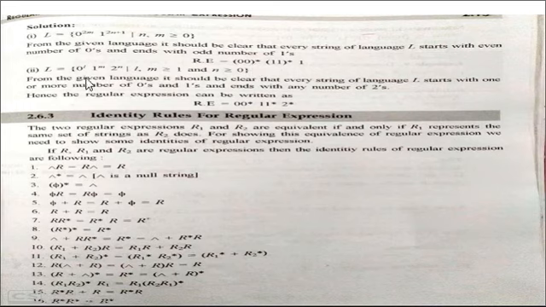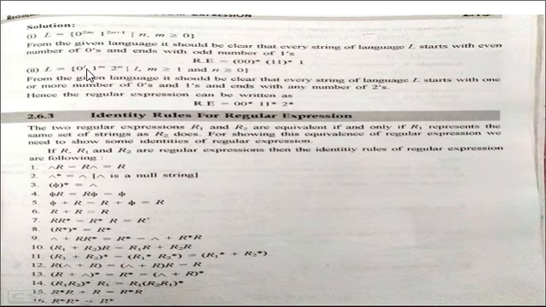Second question is L equal to 0 to the power m, 1, 1 to the power n, and 2 to the power n oblique 1, m greater equal to 1 and n greater equal to 0. From the given language, it should be clear that every string of language L starts with one or more zeros and 1 and ends with any number of 2.